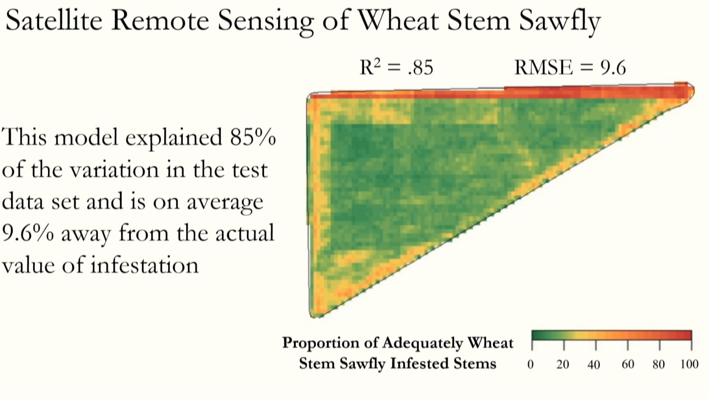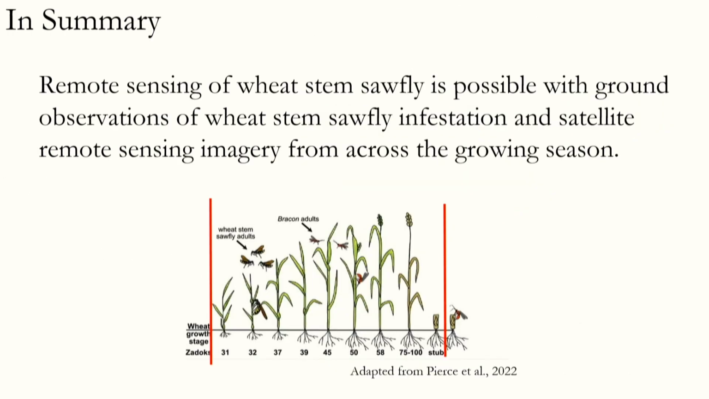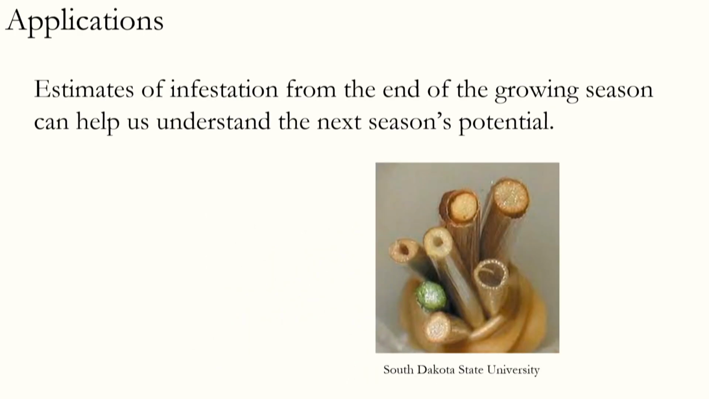This model actually performed slightly better than our greenhouse example. Now we're explaining about 85% of the variation in our validation data set. And on average, this model is about 9.6 percentage points away from the actual value of infestation. So in summary, this is just a start with this type of work, but one of the key takeaways for me is that integrating all the images over the season is going to help our model performance.